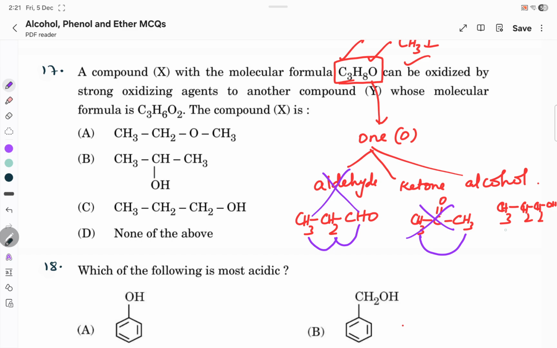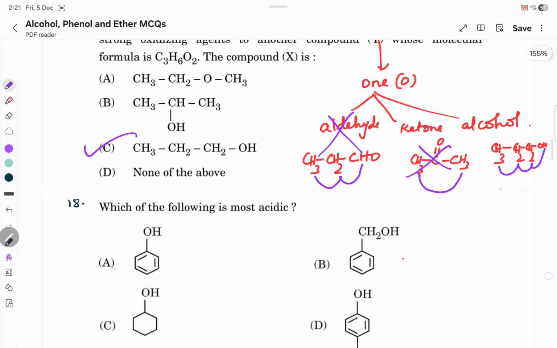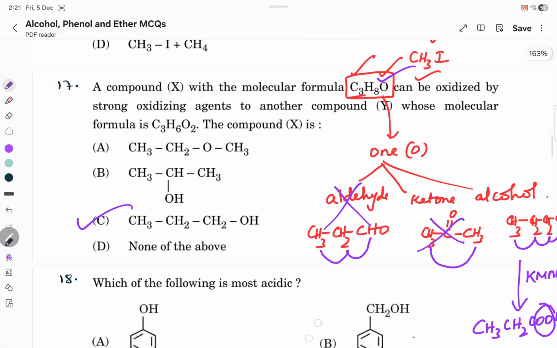Now we check for alcohol. 3 plus 2 is 5, 5 plus 2 is 7, 7 plus 1 is 8. So it is an alcohol. So option C is the correct answer. Obviously, when you take alcohol with a strong oxidizing agent like KMnO4, this primary alcohol will be converted into carboxylic acid. That's why there are two oxygens in carboxylic acid, and it is also mentioned here, C3H6O2. So option C is the correct answer.